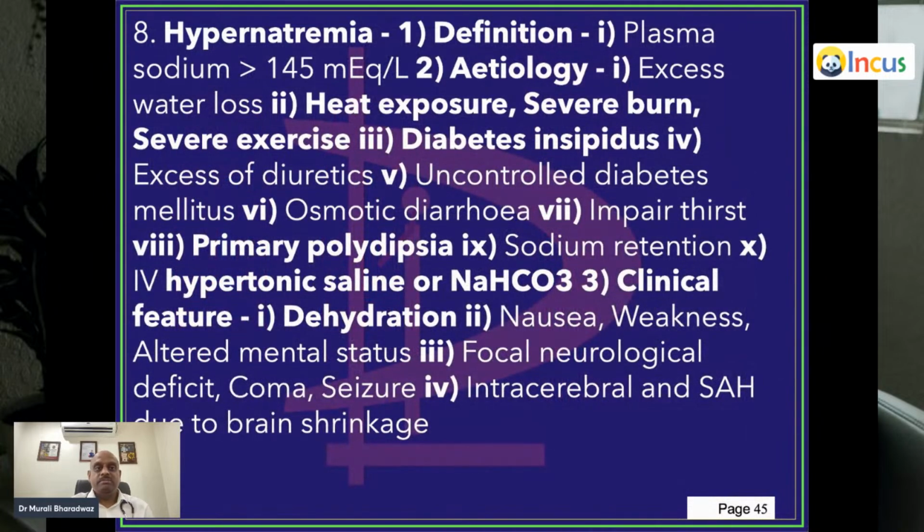Now comes the next important topic, hypernatremia. So how do you define hypernatremia? Whenever the plasma sodium is more than 145, it is hypernatremia.